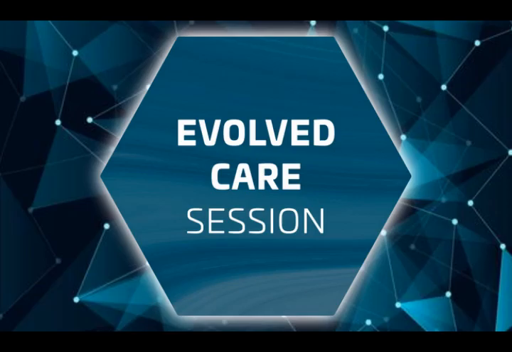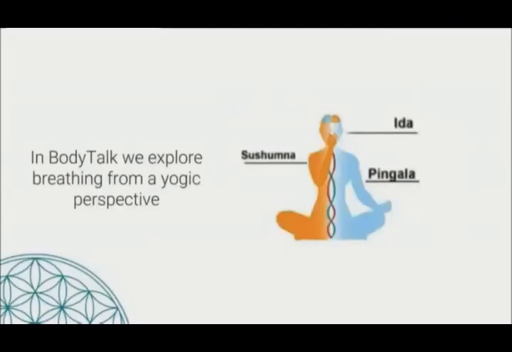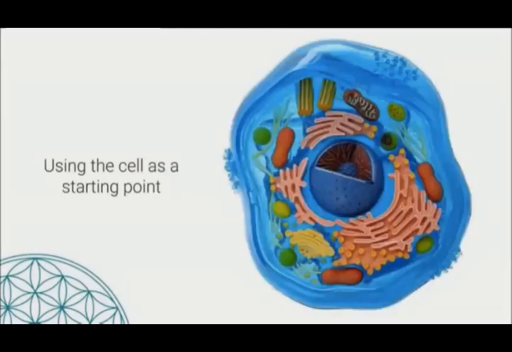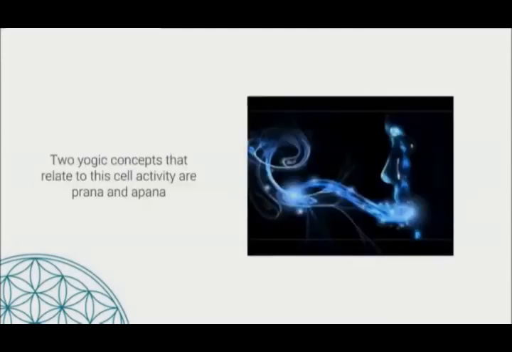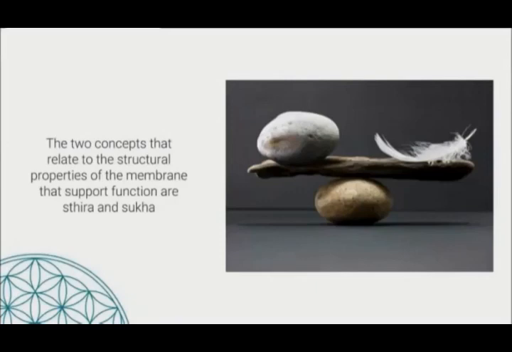Dynamics of functional breathing in the sphenoid-basilar junction. In BodyTalk, we explore breathing from a yogic perspective, using the cell as a starting point. The cell teaches us about yoga. Any impairment to a cell's ability to let nutrients in or out results in death by starvation or toxicity of a cell. The two yogic concepts that relate to this cell activity are prana and apana. The two concepts that relate to the structural properties of the membrane that supports function are sithra and sukha.